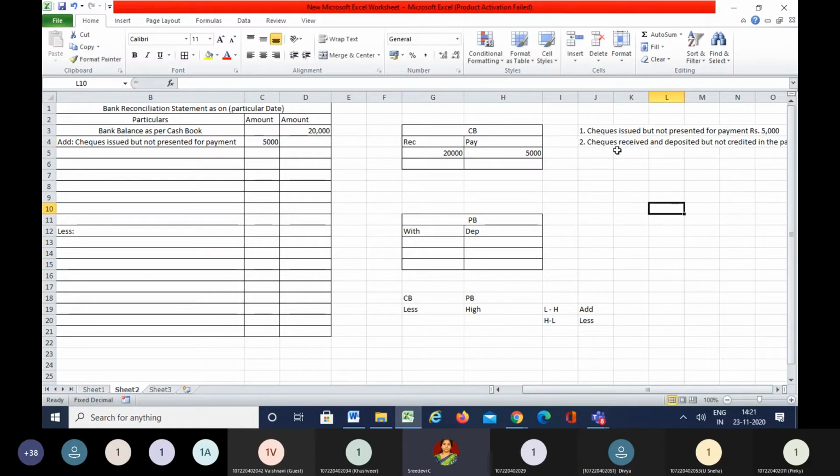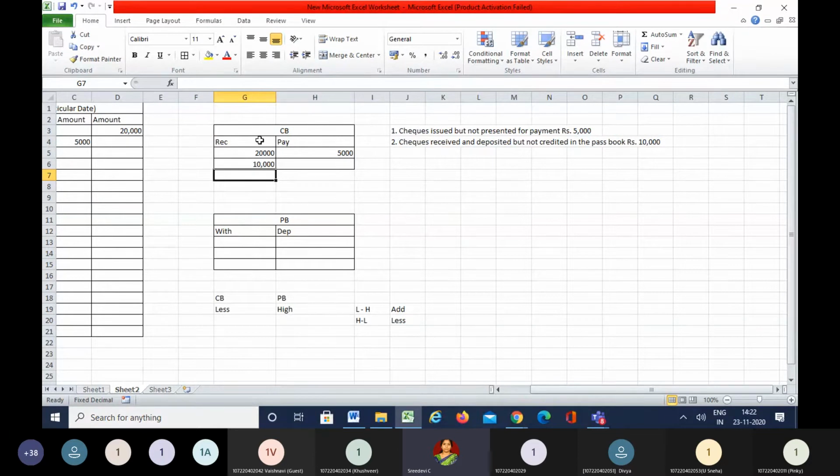Now, what's the meaning of this? We have received the check, but these checks have also been deposited into the bank. So once it has been deposited into the bank, what do we do? We write it onto the debit side of the cash book, isn't it? So once it has been written onto the debit side of the cash book, what happens to the balance in the cash book? It increases. But it is still not being credited in the passbook.